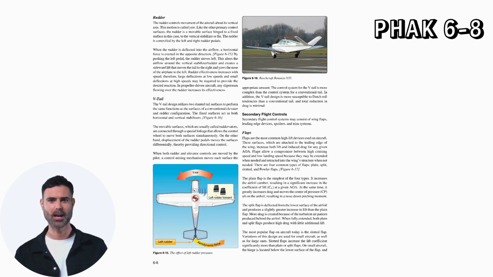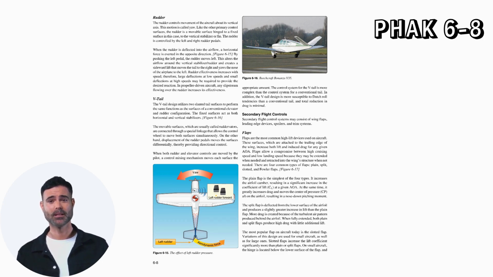The V-tail design utilizes two slanted tail surfaces to perform the same functions as the surfaces of a conventional elevator and rudder configuration. The fixed surfaces act as both horizontal and vertical stabilizers. The movable surfaces, which are usually called ruddervators, are connected through a special linkage that allows the control wheel to move both surfaces simultaneously.